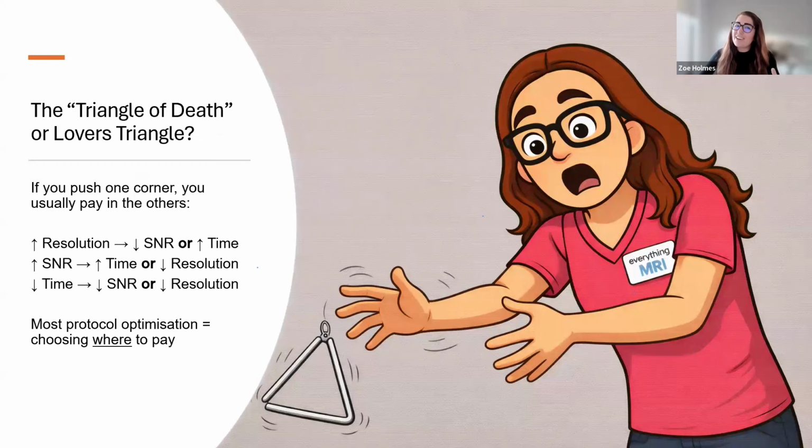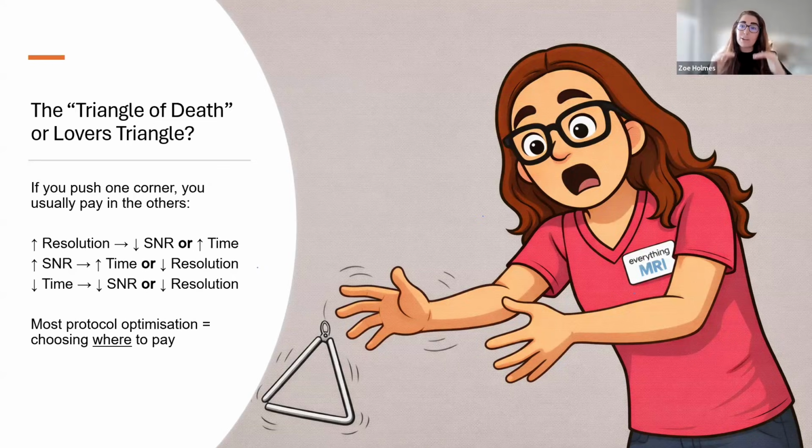So is it the triangle of death or is it a lover's triangle? This is deliberately a bit playful, but the concept is deadly serious. The triangle of death is shorthand for the fact that you cannot optimize signal to noise ratio, resolution, and scan time independently. They are coupled through physics and sampling. When you ask for higher resolution, you make voxels smaller. Smaller voxels contain fewer spins, so there is less signal collected per voxel.